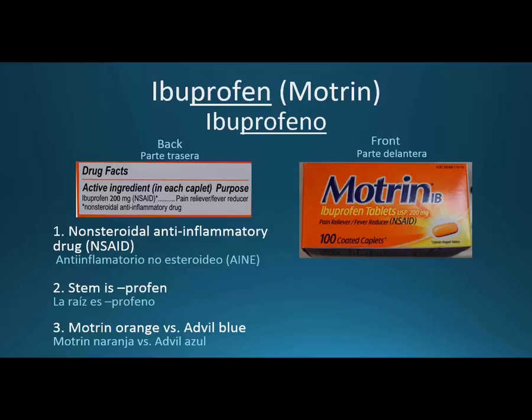And again, this is another non-steroidal anti-inflammatory, an NSAID, which becomes anti-inflammatorio no esteroideo, or AINE, A-I-N-E. The stem is profen, so la raíz es profeno. So the stem is a little bit different. And then we look at the Motrin orange versus the Advil blue, just how they contrast, but they're the same generic medication. So Motrin naranja y Advil azul.